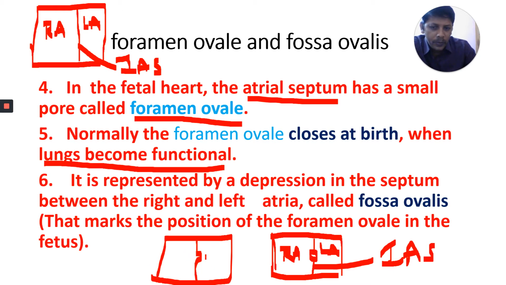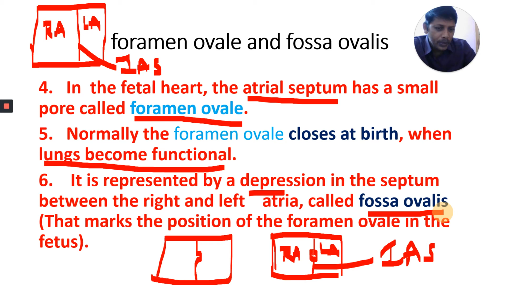Okay, this foramen ovale is closed, but there is a depression here. It is represented by a depression in the septum. The septum has no hole now. Foramen ovale is not present between the right and left atrium, but there is a depression, and this depression is called fossa ovalis. This marks the position of foramen ovale in the fetus.